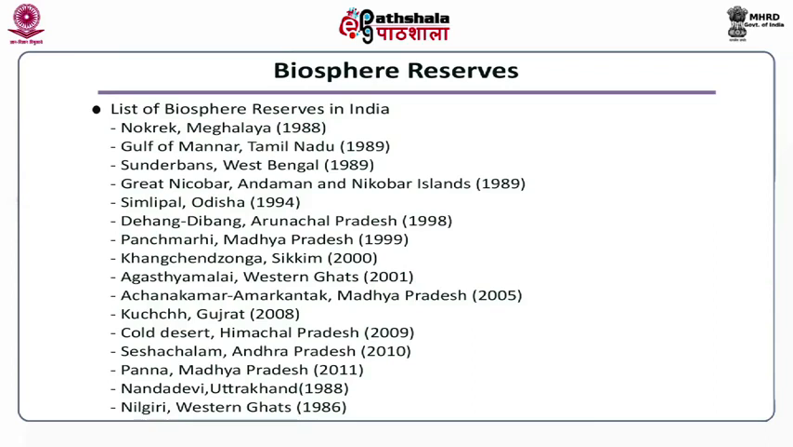then Kangchendzonga, that is in Sikkim, then Agasthyamalai in Western Ghats, then Achanakmar, that is in Amarkantak, Madhya Pradesh, then Kutch in Gujarat, then Cold Desert in Himachal Pradesh, then Seshachalam in Andhra Pradesh, Panna in Madhya Pradesh, Nanda Devi in Uttarakhand and Nilgiri in Western Ghats. So, this is the list of biosphere reserves of India.